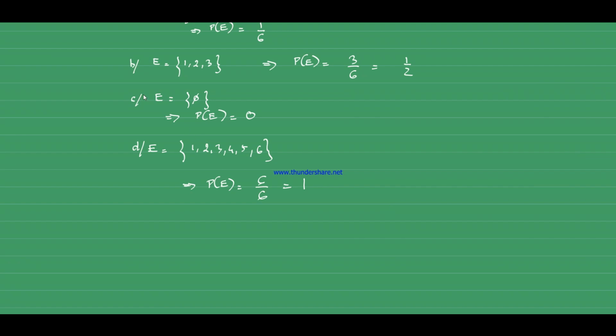Okay, so out of this example, we can put the first remark over here: the probability of the event is always less than or equal to 1. So we're not going to have a probability like 1.5. That doesn't make sense. So the probability is always less than or equal to 1.